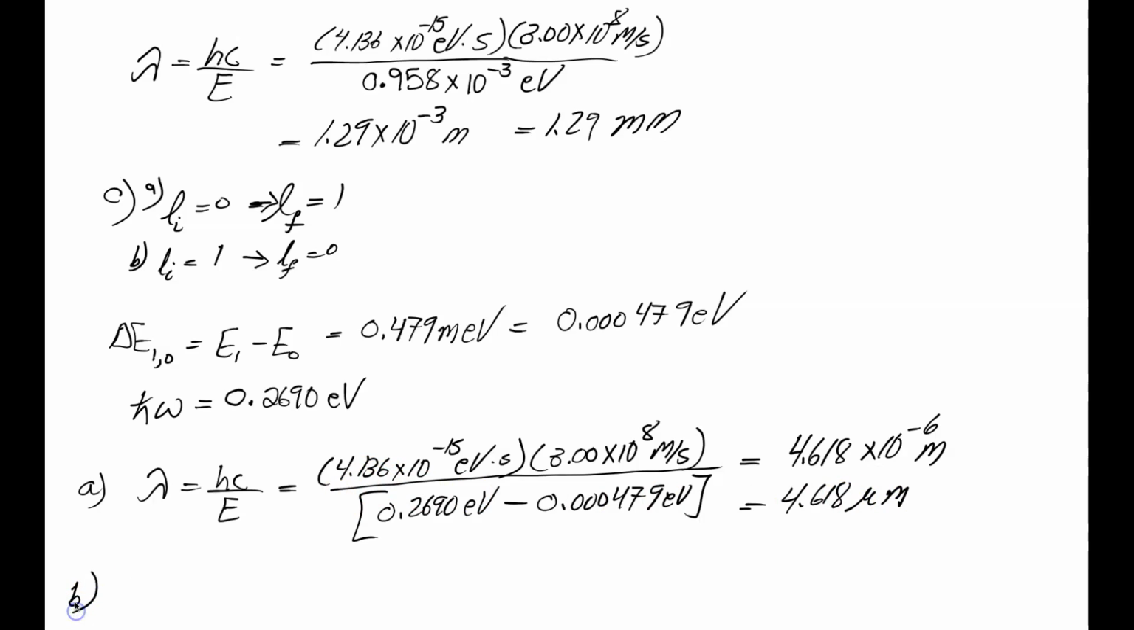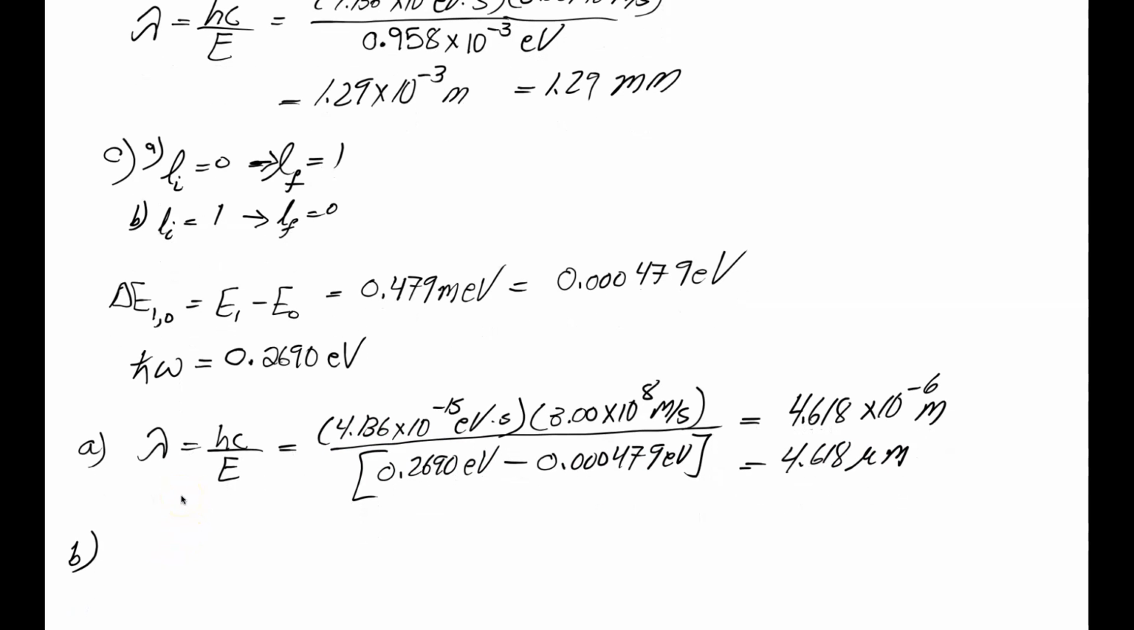And for part B, now instead of this h bar omega being a gain, it will be a loss of this amount for the carbon monoxide molecule, and the energy difference will also be a loss because it's going to be emitted.